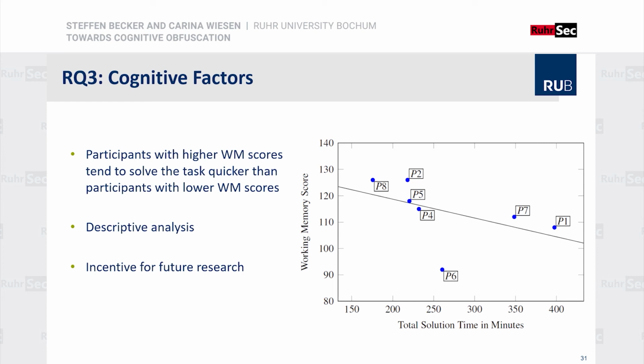We want to highlight the descriptive nature of this finding, since the small sample size rendered statistical analyses of the influences of cognitive factors impossible. Nonetheless, we think this finding serves as the basis for future research and should be understood as a first implication of the working memory as a factor which might influence performance in hardware reverse engineering.